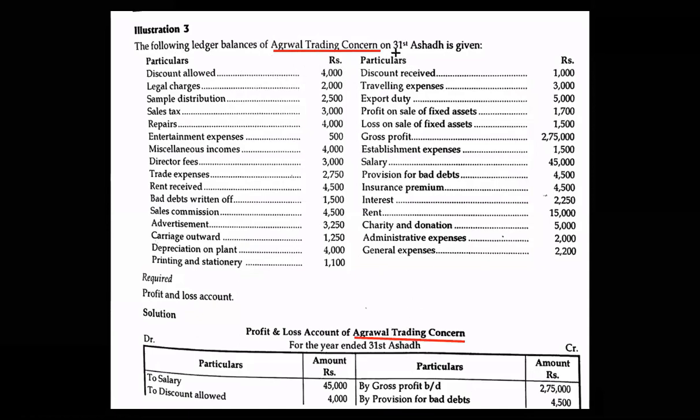Then after that, where do we write 31st Asar? As on, or for the year ending, the end date, something will be written at the last. You also need to write the date for the year end, 31st Asar. So DR, CR, particulars, amount rupees, I think we have done that in the trading account also.